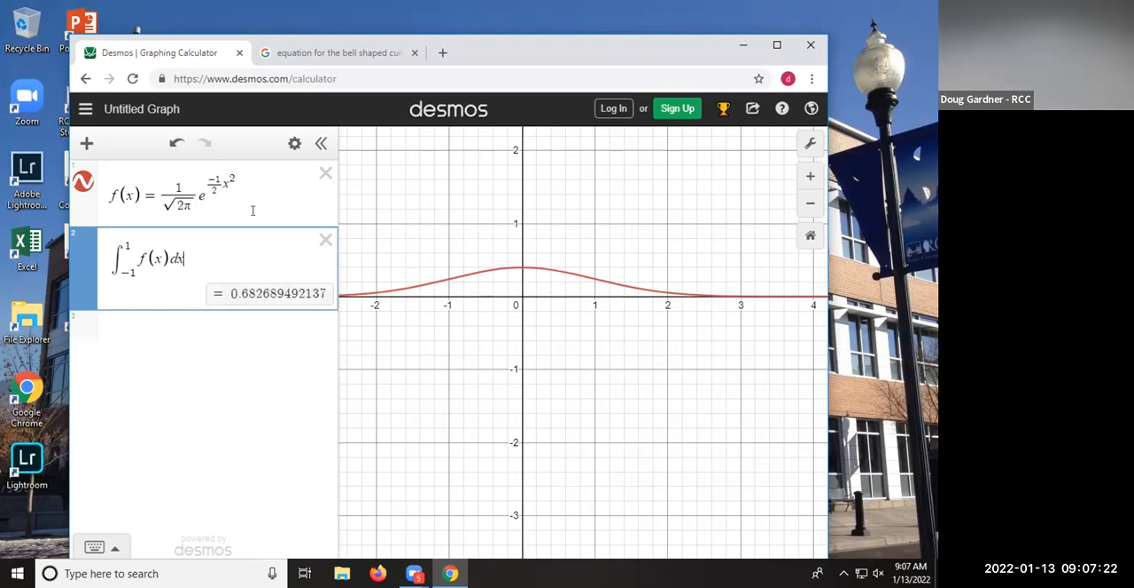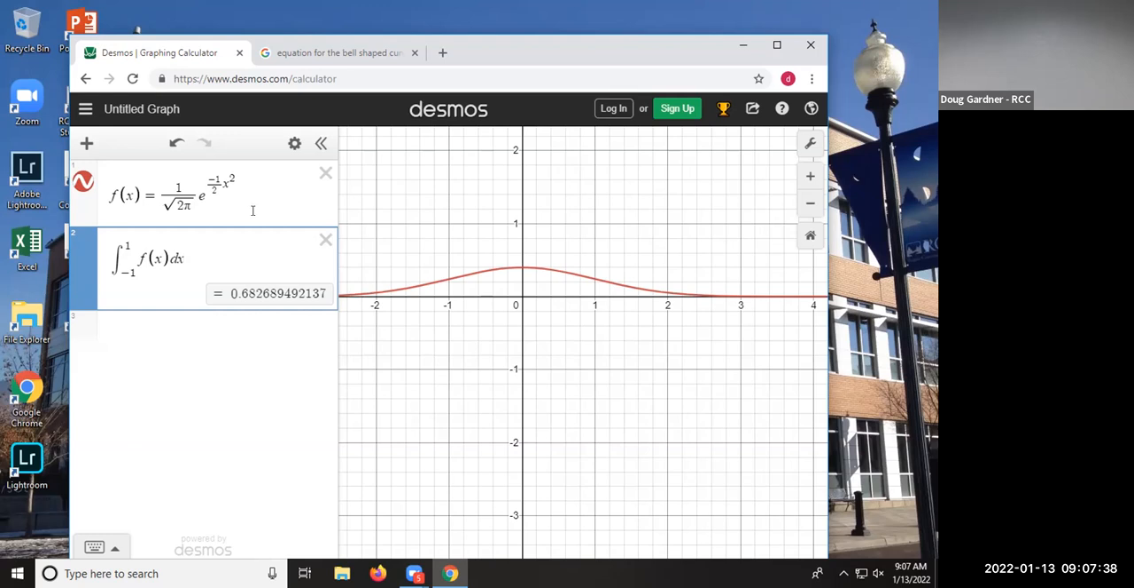68%. Now notice it's actually not perfectly 68. Interestingly, it's 68.268949%, but 68 is close enough, right? We're just doing this to get the idea. So isn't that kind of cool?